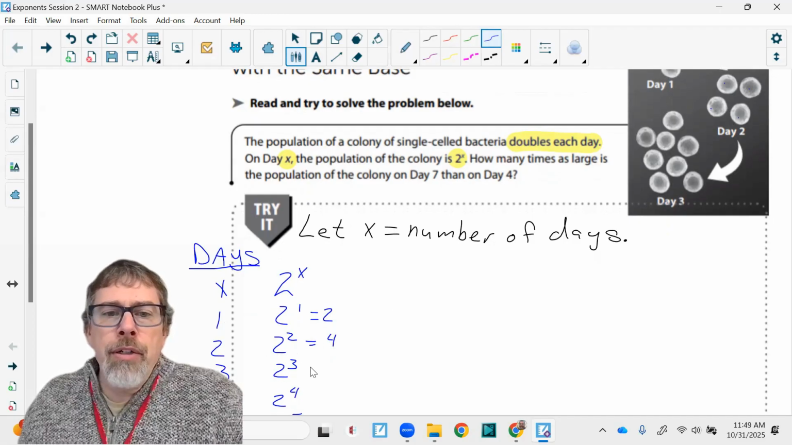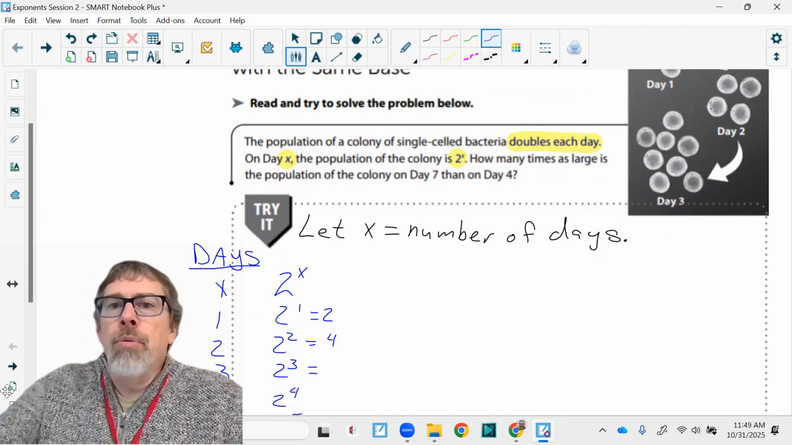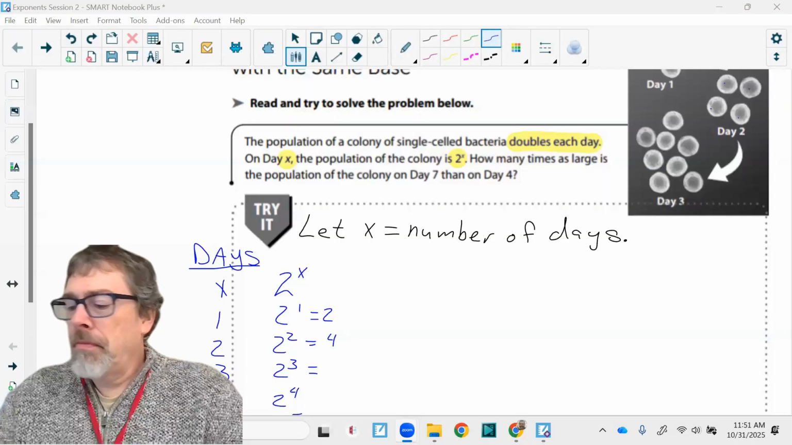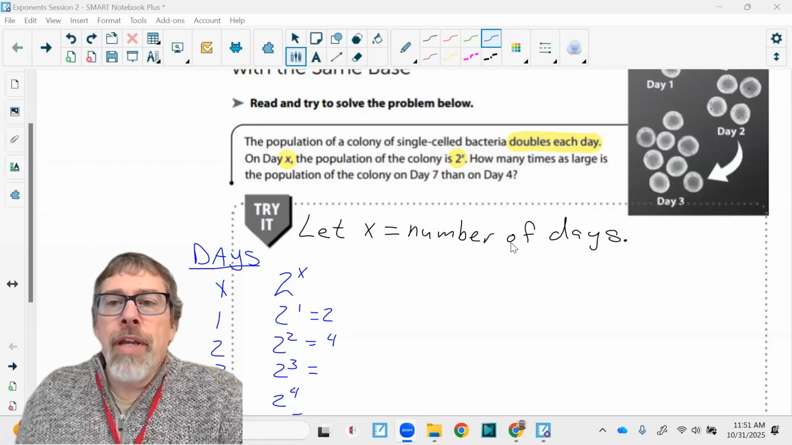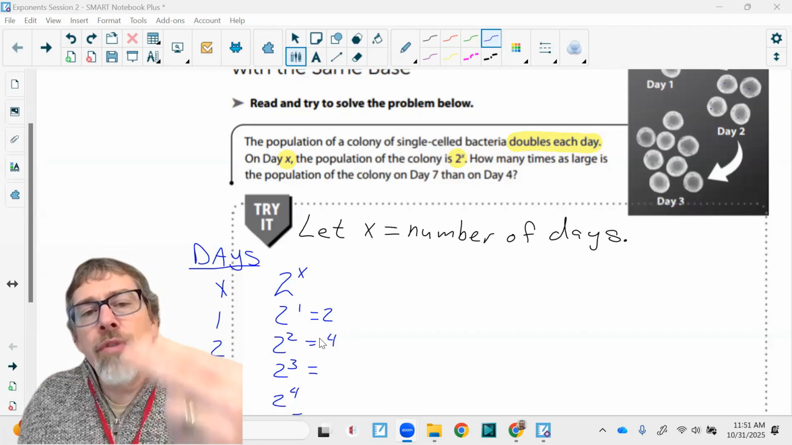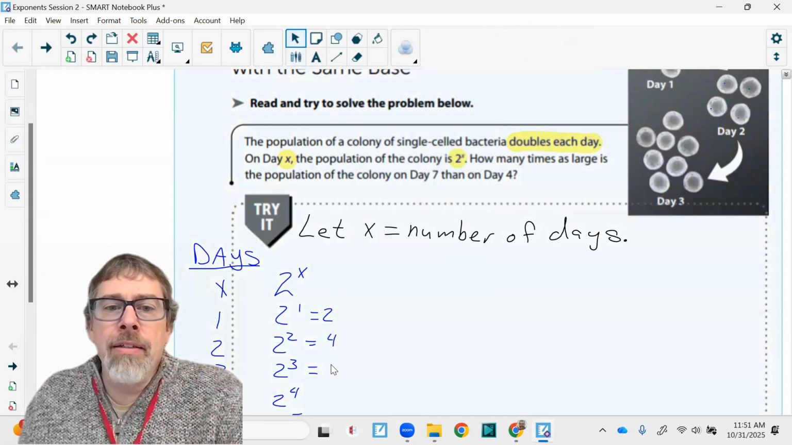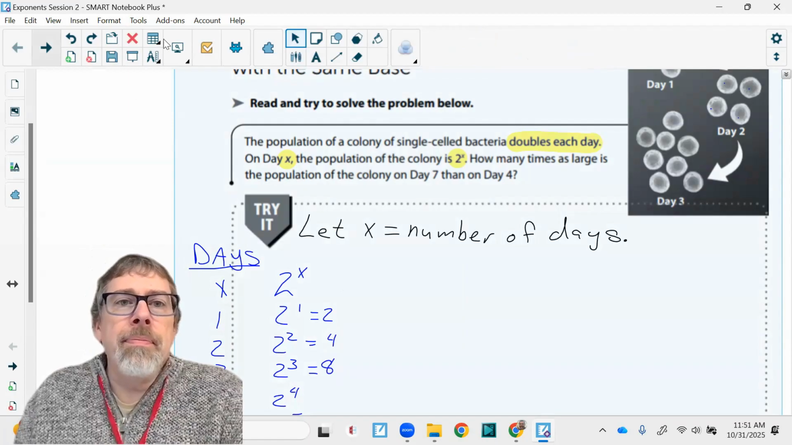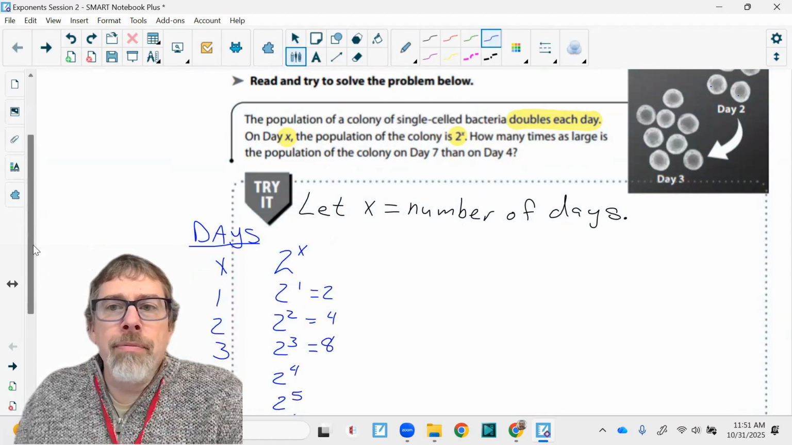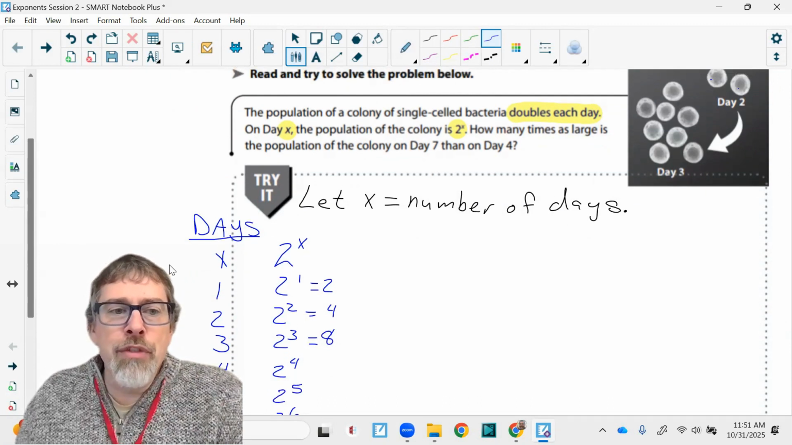On day 3, 2 to the third power means 2 times 2 times 2. So on day 3, 2 to the third is 2 times 2, which is 4. 4 times 2 is 8. Okay, so that's going to become 8. Alrighty. Day 3, there are 8, and that's what we come up with using this formula.